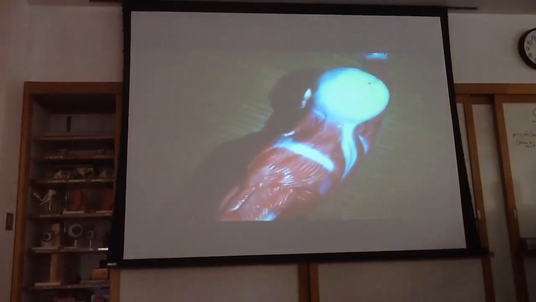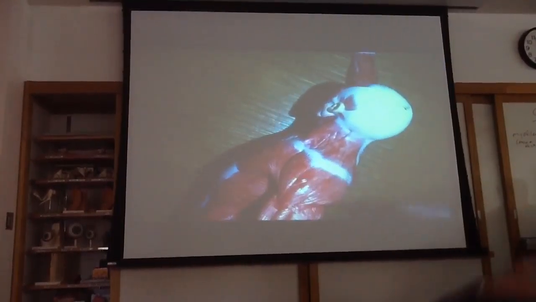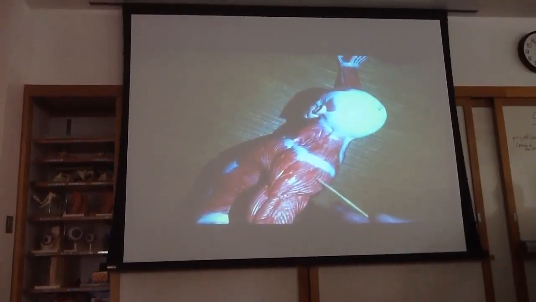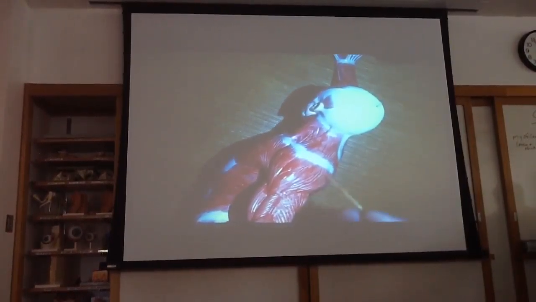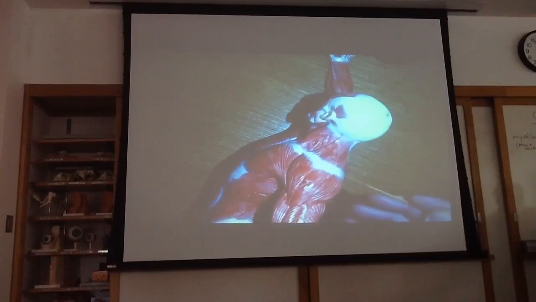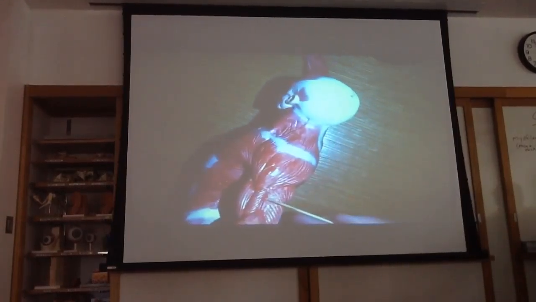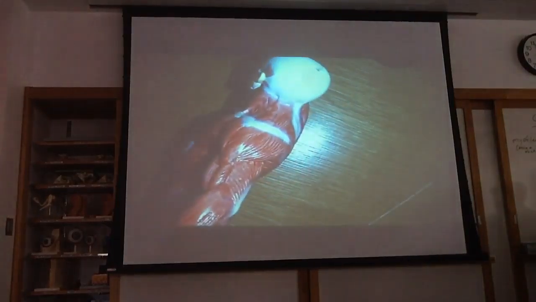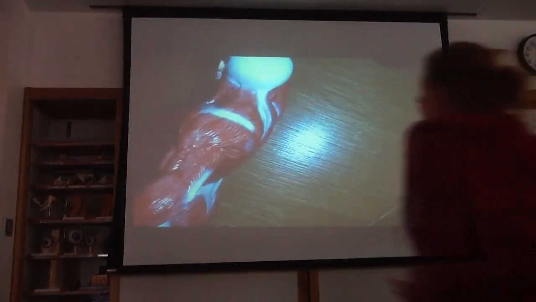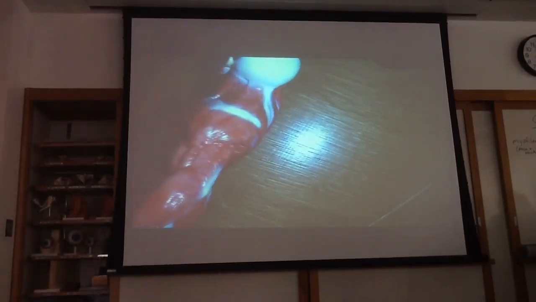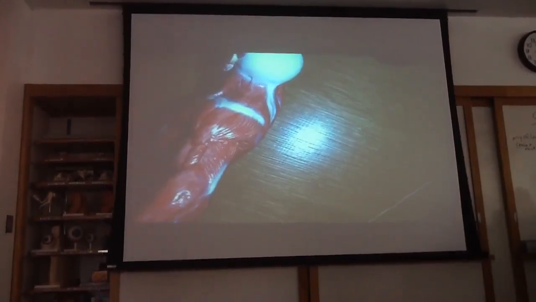Deltoid, it's your shoulder muscle. It's up there. You can sort of see its multipennate form a little bit, the three parts to it. It originates off of the scapula and off of the clavicle. It then inserts on the humerus, and it's the big abductor of the arm. So it pulls your arm out like that. Okay, let's move on from deltoid.